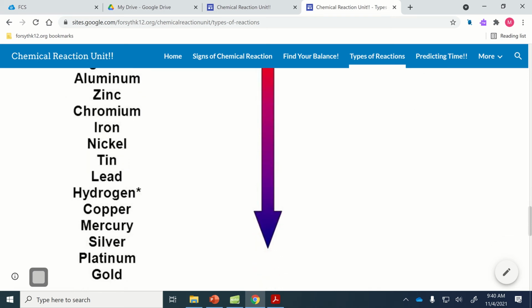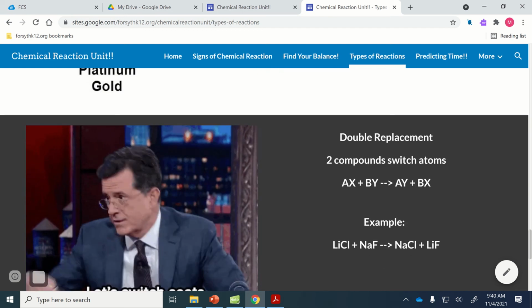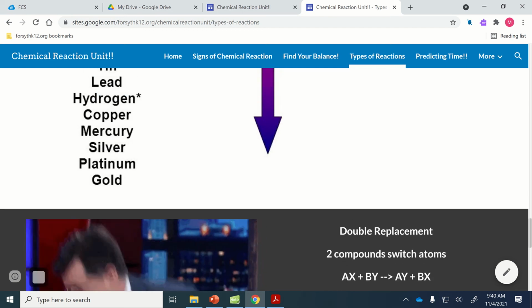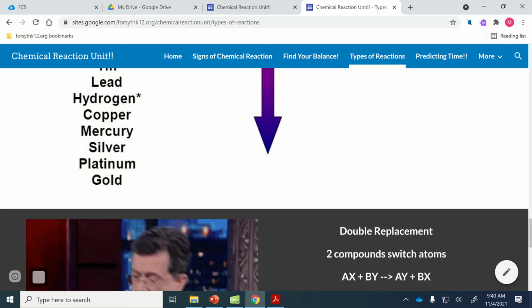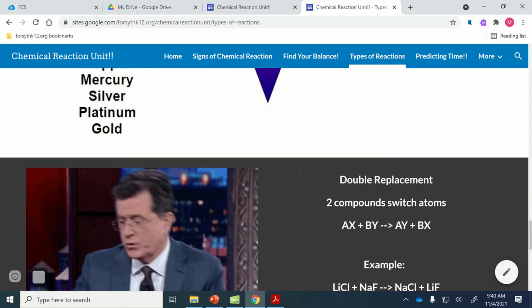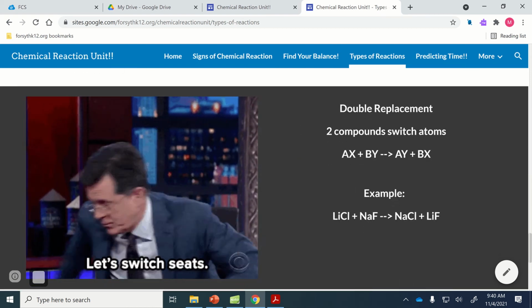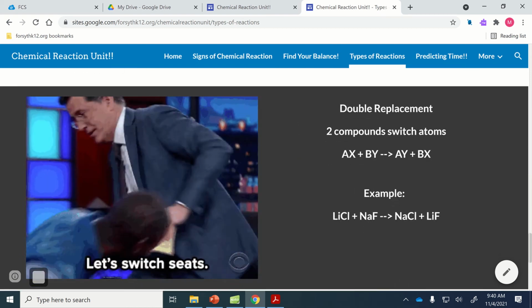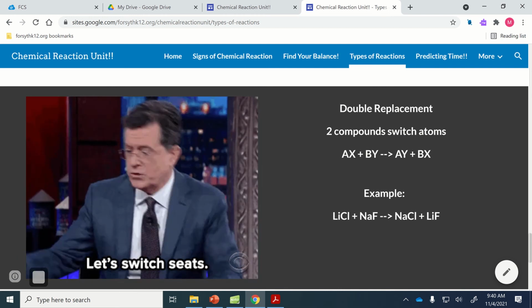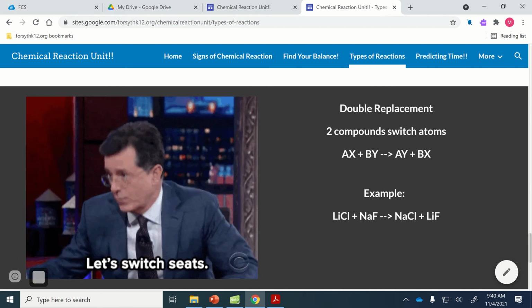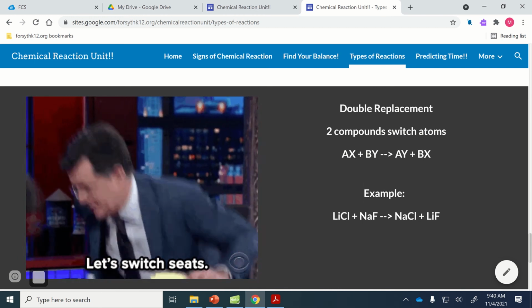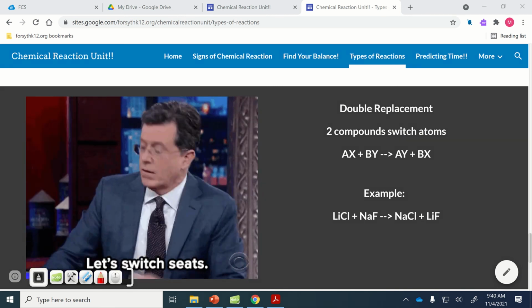So that's what the activity series is trying to show. You can see down here our weakest metals are silver, platinum, and gold. They're very, very weak. All right, double replacement. Double replacement is where now you have two compounds and they switch partners. That's what a double replacement is trying to show you. And again, trying to show how we can identify this.